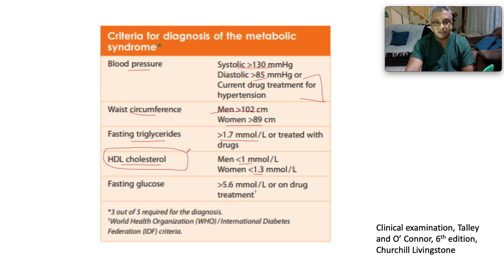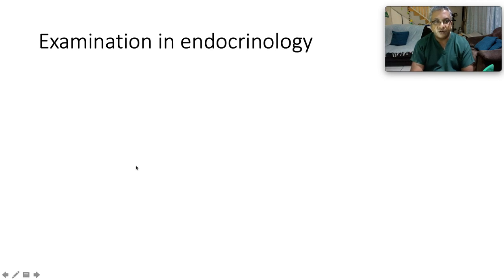It's the desirable cholesterol. You want to have increased levels of that. However, in men, if you've got a value below 1 millimole per liter and in women below 1.3 millimole per liter, that's a problem. And of course, your fasting glucose, if it's above 5.6 millimole per liter or if you're on treatment for diabetes mellitus. So 3 out of 5 makes a diagnosis of metabolic syndrome.